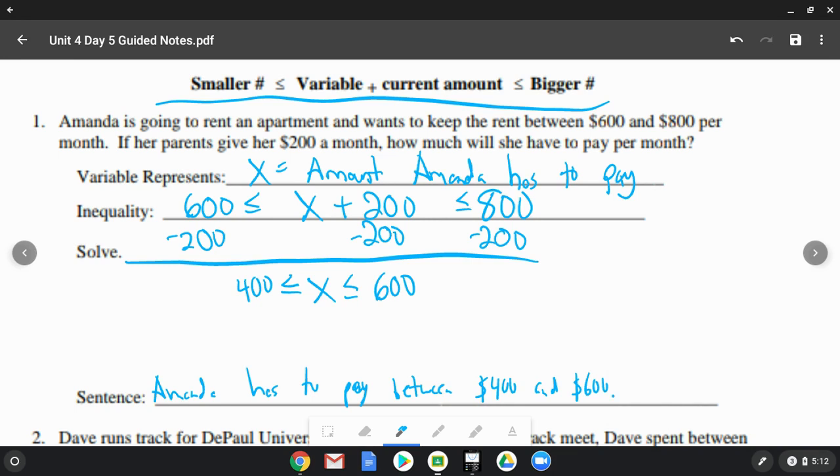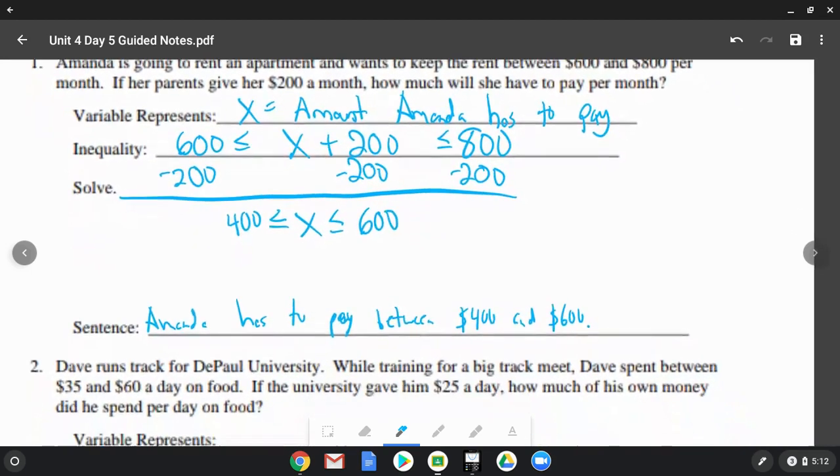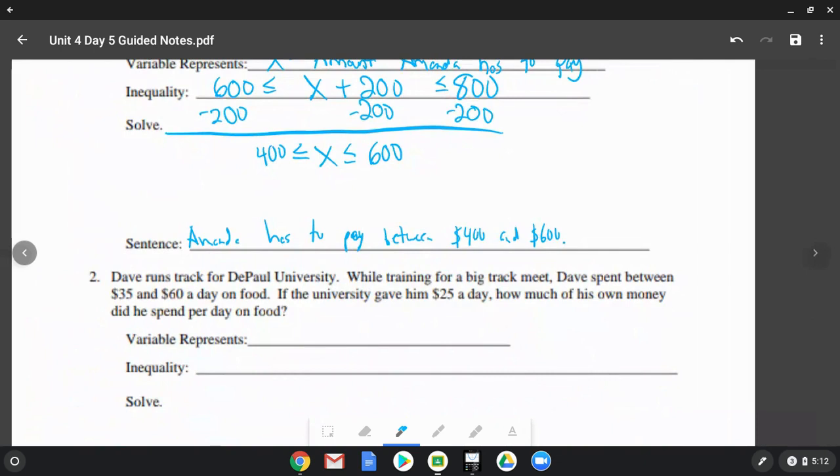So that would be that answer. Questions on that? All right, I can't hear you, even if you have them. So number 2, it says Dave runs track for DePaul. While training for a big track meet, Dave spent between $35 and $60 a day. So this word between tells you it's an and.